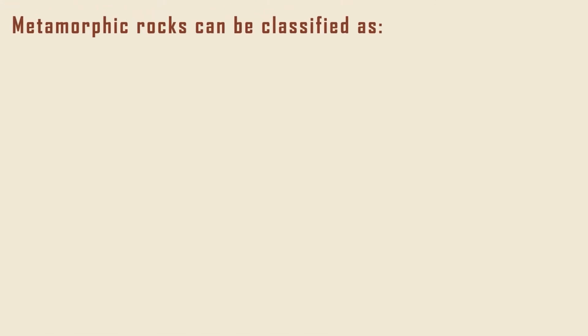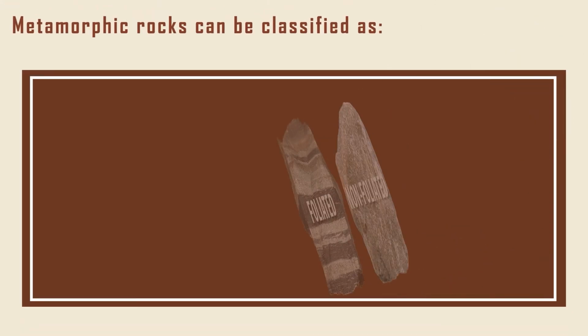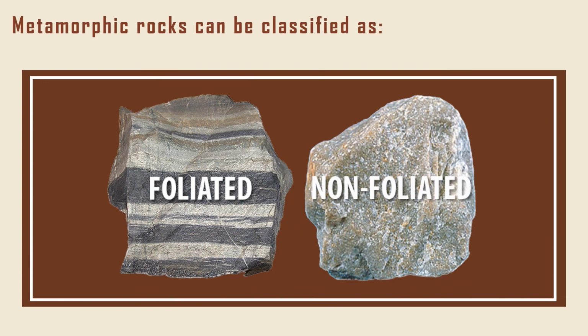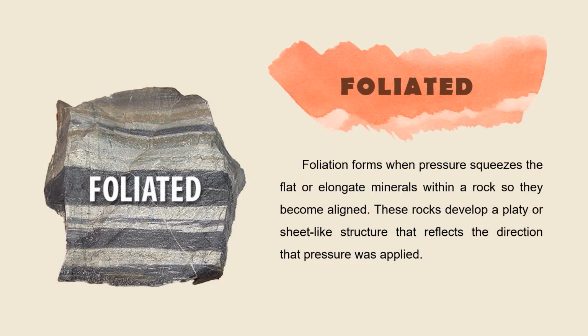Metamorphic rocks can be classified as foliated and non-foliated. Foliated. Foliation forms when pressure squeezes the flat or elongate minerals within a rock so they become aligned. These rocks develop a platy or sheet-like structure that reflects the direction that pressure was applied.